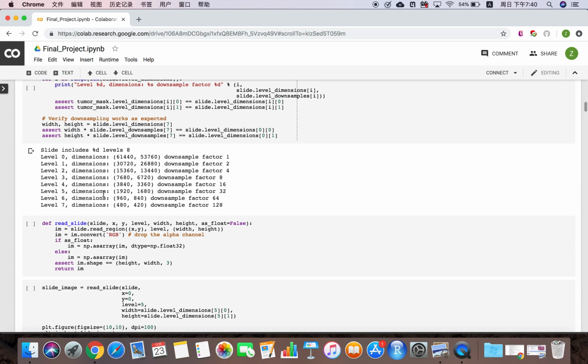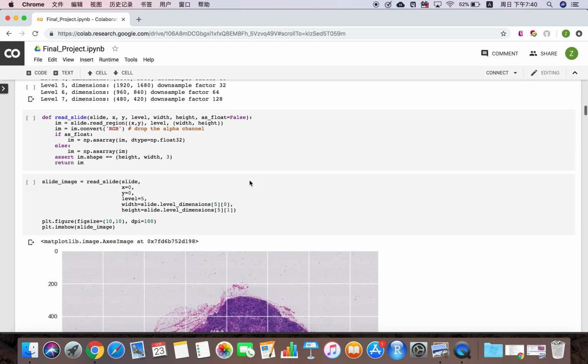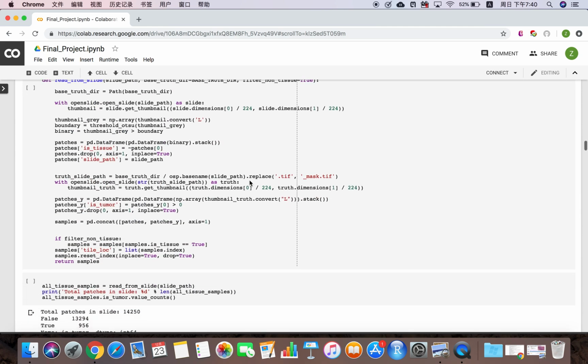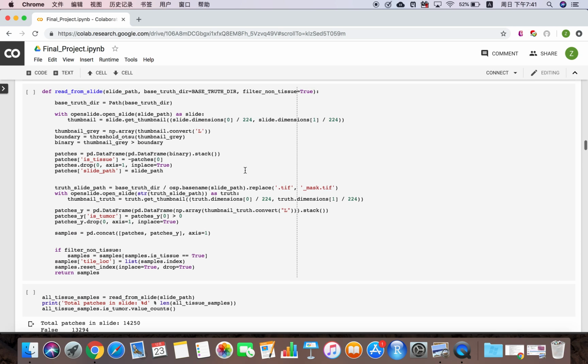As we can see, the dimension of level 0 is too huge, so I consider downsampling to break this huge image into patches of 224 by 224 for training. The reason I choose 224 by 224 is that first, it yields 40,250 total patches, which is a reasonable size. Second, it's the default input size for VGG16.